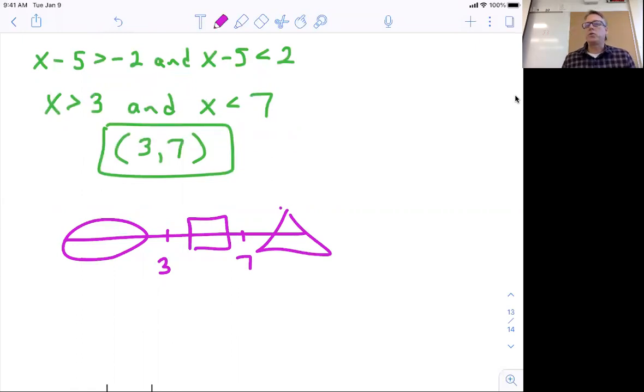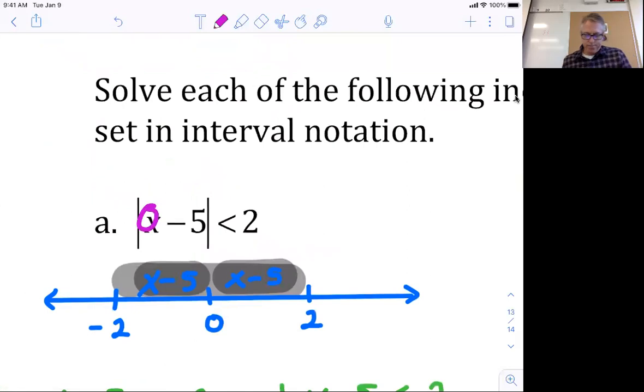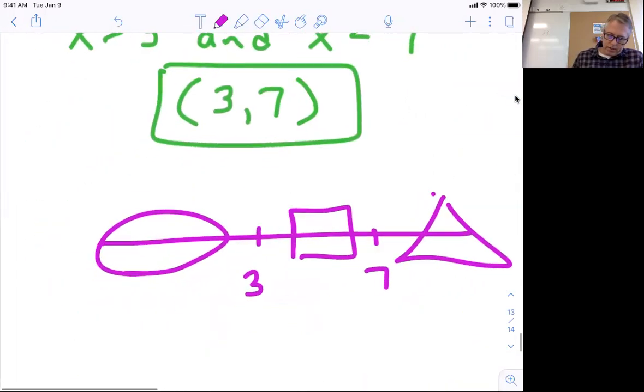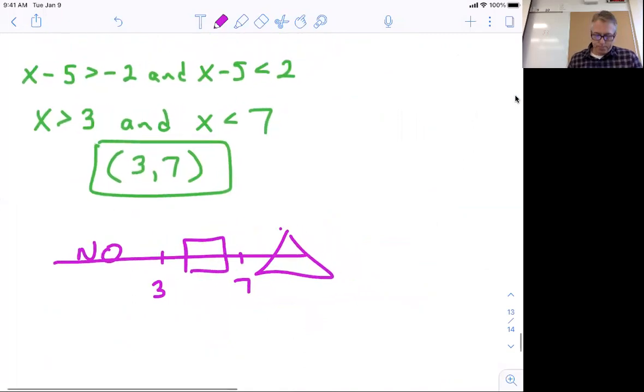Well, if I pick a number in the left region like 0, and I plug 0 into here, 0 minus 5 is negative 5. I almost said negative 3. Is negative 5. The absolute value of that is positive 5. That is not less than 2. So 0 doesn't work. So what that means is that in this region over here, that number did not work.